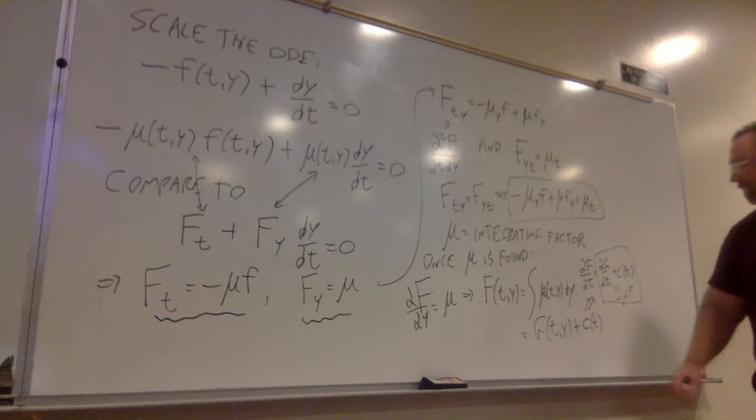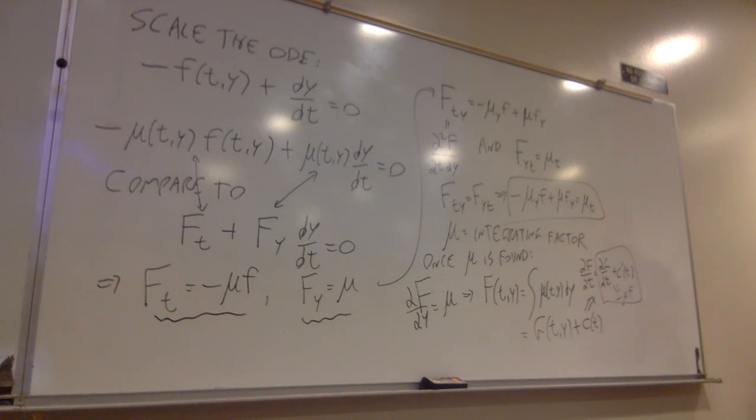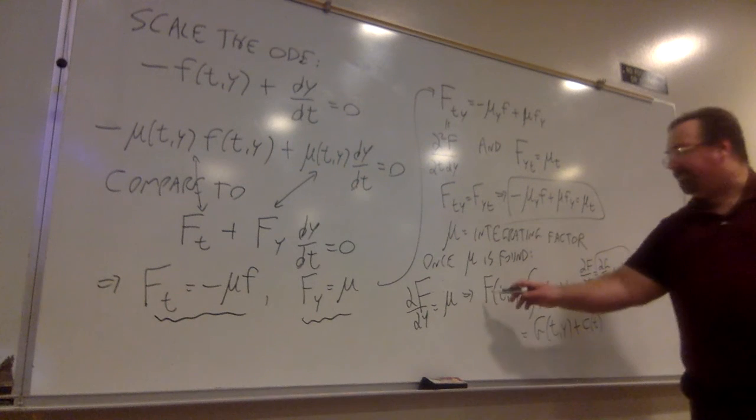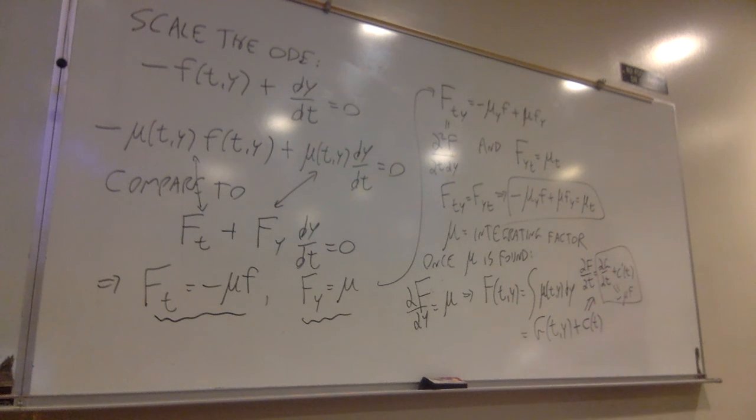So everything here is known except for c prime. But now I can solve that. And once that's done, capital F is known. I set it equal to 0, and I have my solution. If I have an initial condition, when I solve this, there will be an actual plus c, a constant involved. That would help satisfy my initial condition.